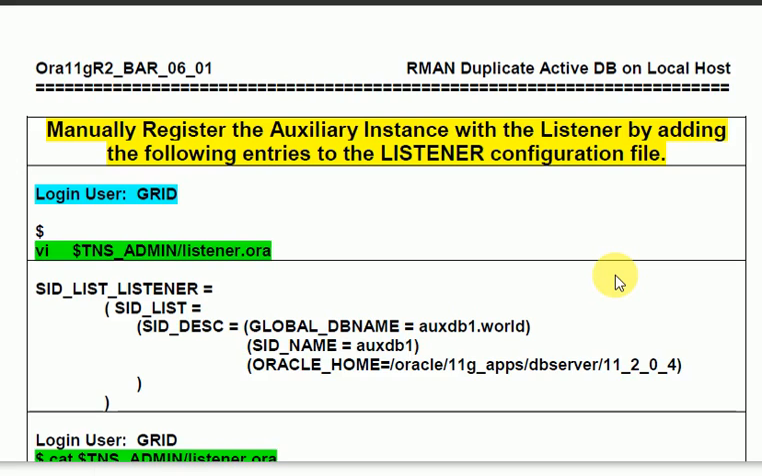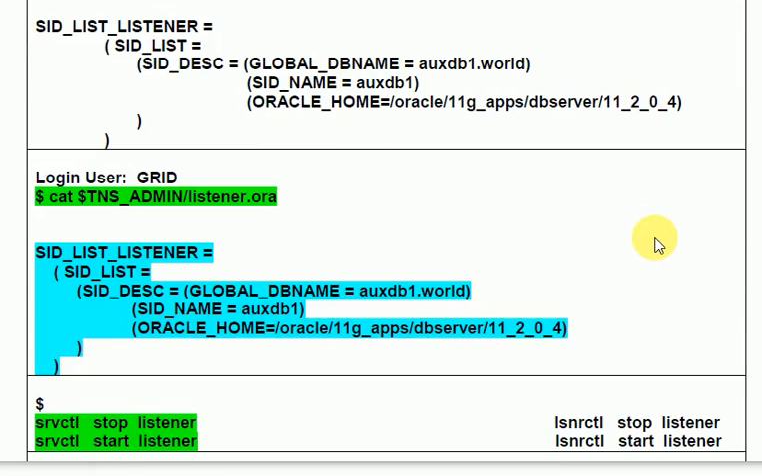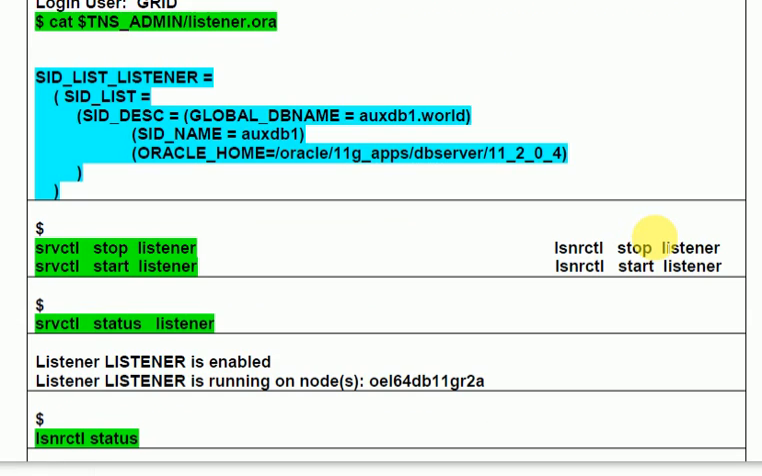So here is what happens. These are the lines, you can just copy and paste them, and you need that SID entry for every listener. Suppose you have a different listener, then you'll have a different entry, and you'll have that SID description for AuxDB1. Maybe when you do one more exercise with AuxDB2, you can have a second entry. You need to copy and paste this entry there, shown in blue, and once that is done, you can start the listener.